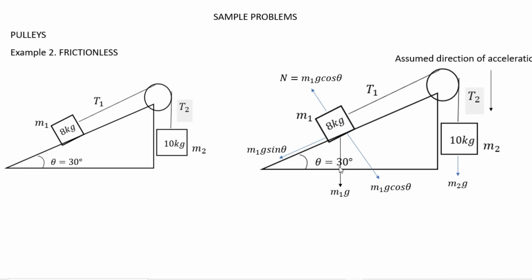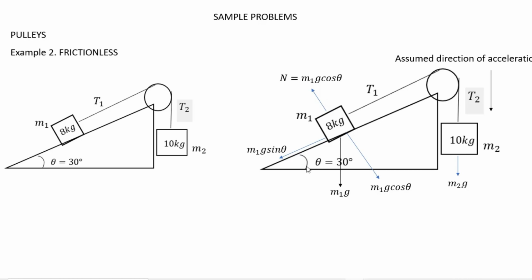And we have to divide this force into its components. So one of its components should be this one that is perpendicular to the incline, which is m1g cosine theta. And we also have its component here, which is parallel to the incline, which is m1g sine of theta. Then we have the normal force, which is equal to m1g cosine theta.